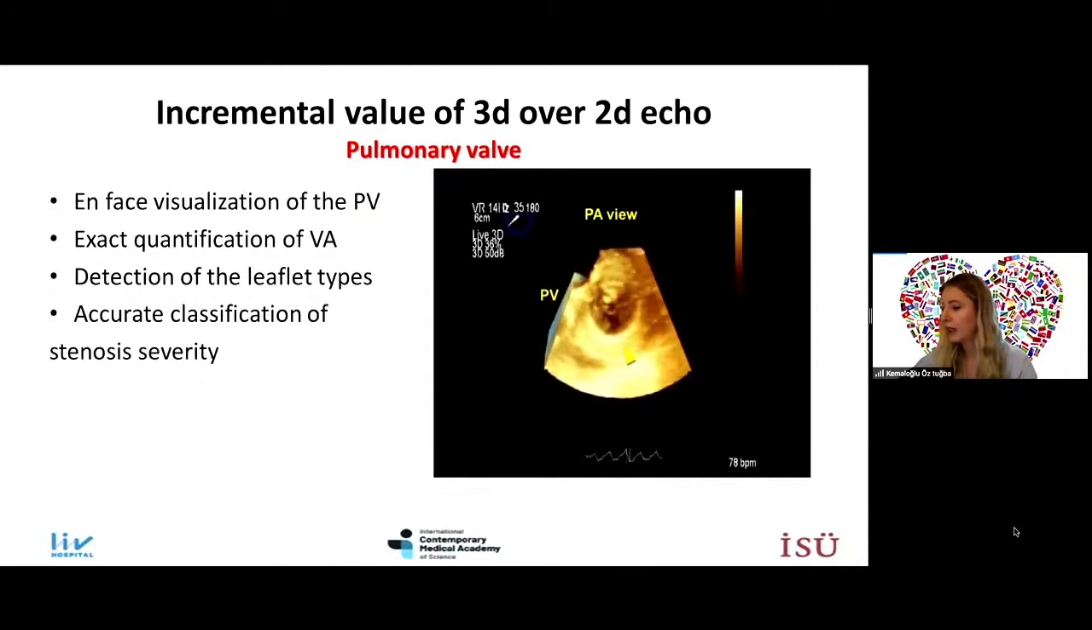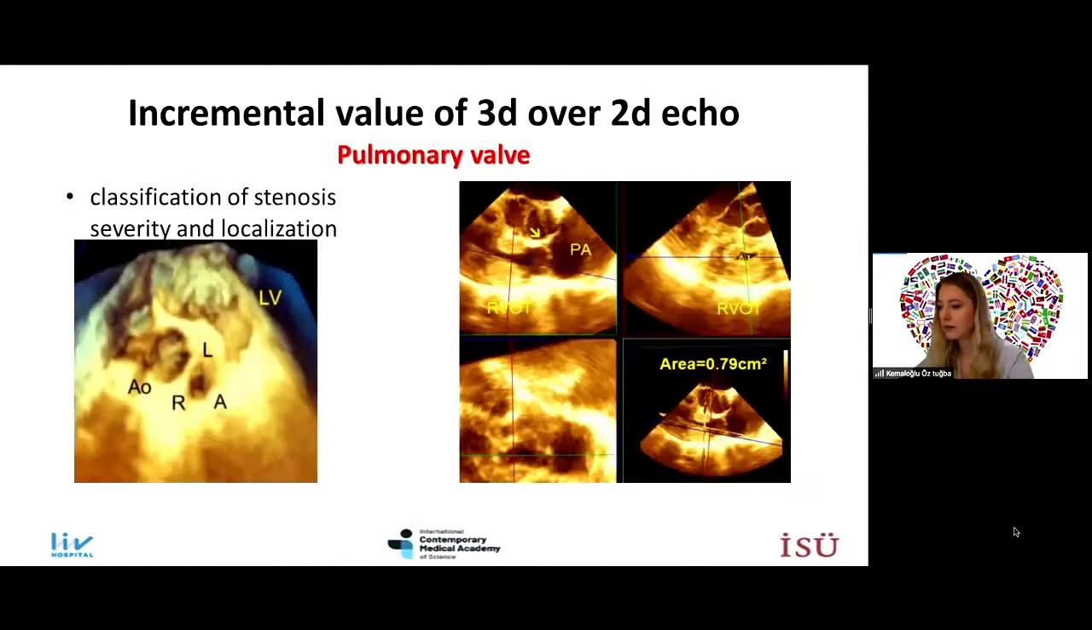The pulmonary valve area can't be calculated by planimetry using 2D echocardiography and conventional techniques because the en face view of the pulmonary valve is generally unavailable. If there is stenosis, the pulmonary valve can be visualized better because the valve is usually thicker than normal leaflets. It's possible to see the en face view of the pulmonary valve and detect leaflet types. Additionally, it's possible to measure the valve area and the RVOT area using 3D echocardiography. As you see in this case, I calculated the pulmonary valve area and subvalvular stenosis.